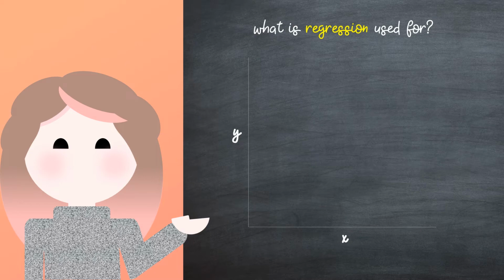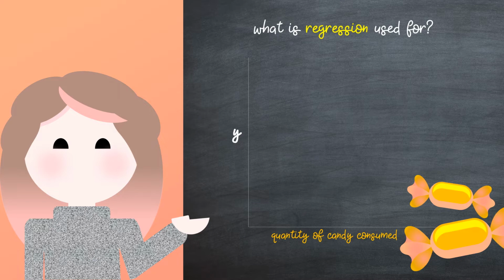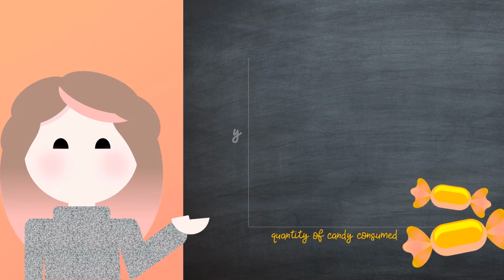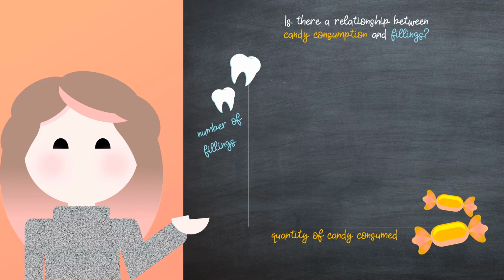When we conduct a simple regression analysis, we are interested in exploring and quantifying the relationship between two variables. To examine a correlation, we need to have data from two continuous variables. For example, we might be interested in the relationship between consumption of candy and number of fillings. Let's say we have 15 data points.